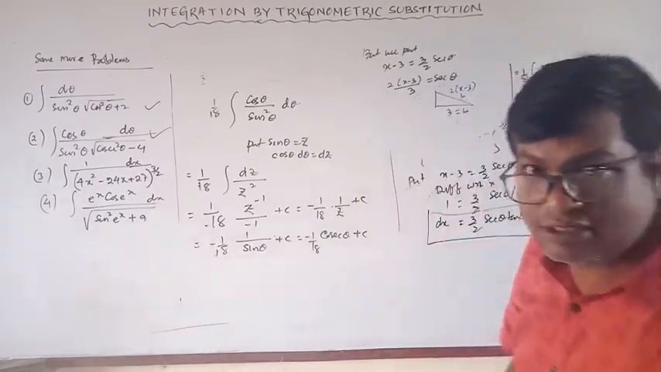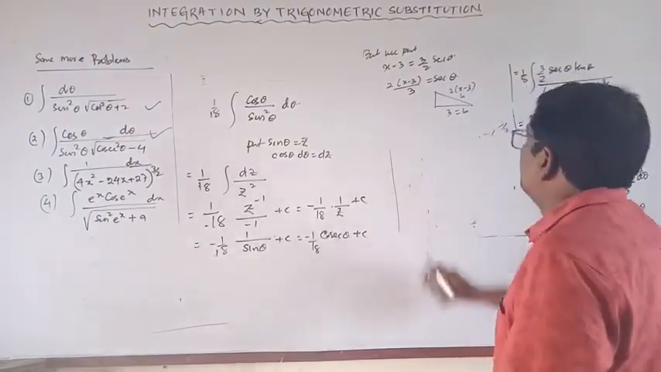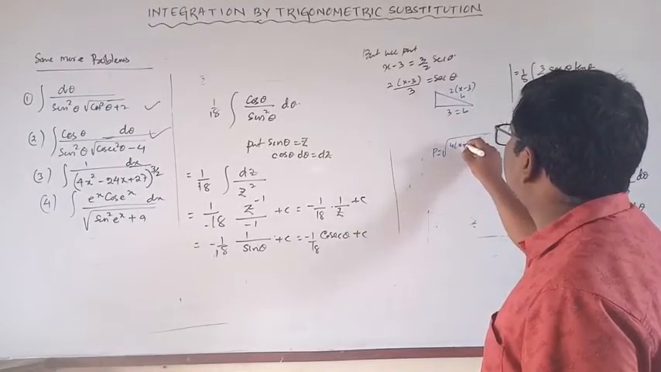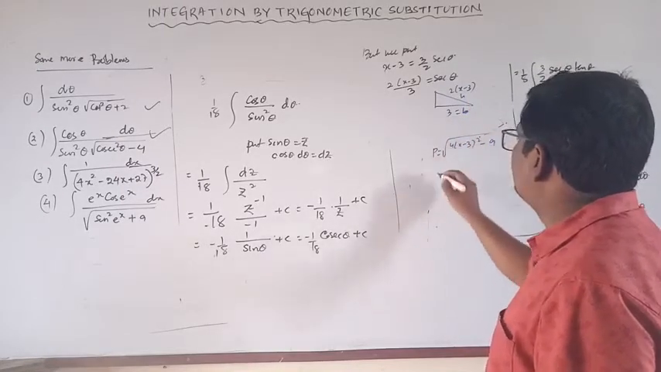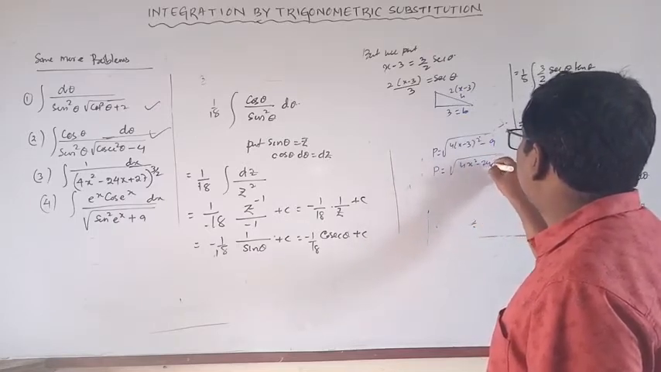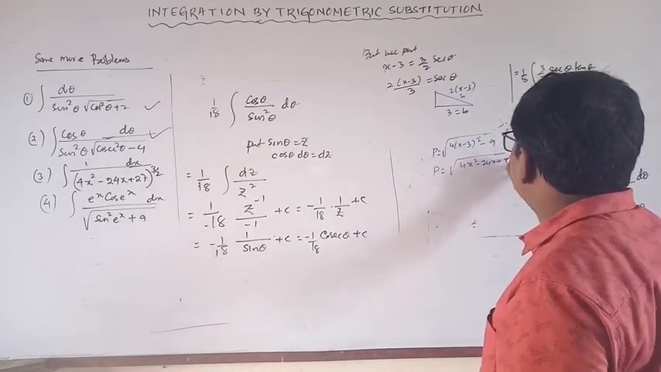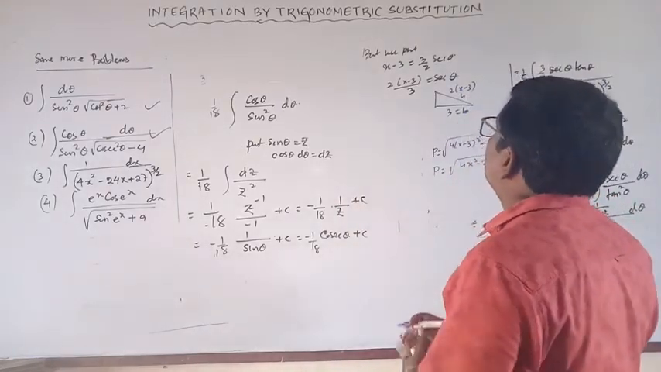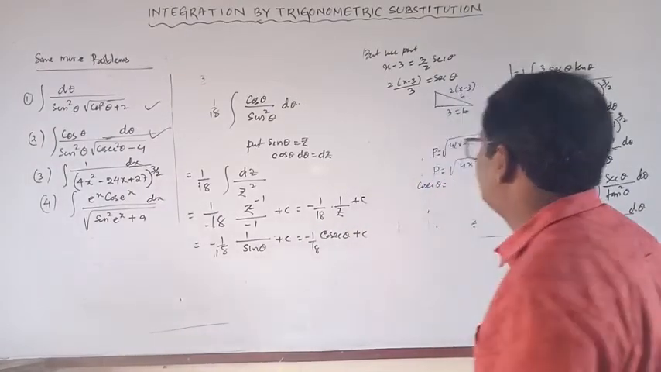Now p is equal to what? Root over h square, means 4 into x minus 3 whole square, minus b square, means what? 9. So simplify this. This is equal to what? 4x square minus 24x plus what? This will be, if simplified, 27. Clear? P is equal to that. Now cosec theta is equal to what?